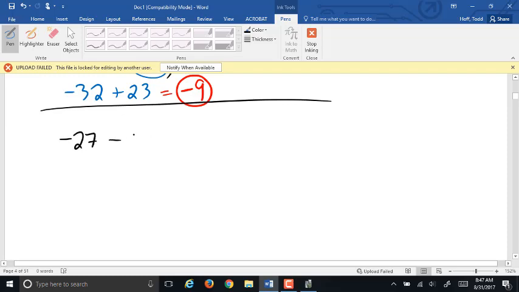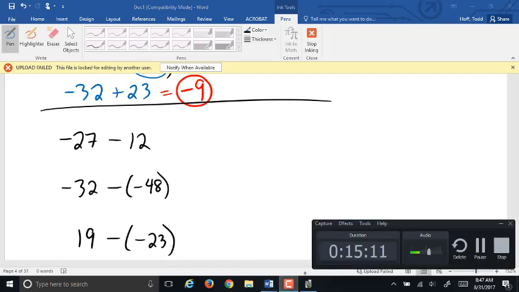I'm going to have you do -27 minus 12, -32 minus a -48, and a positive 19 minus a negative 23. Have you tried those three and we'll go.